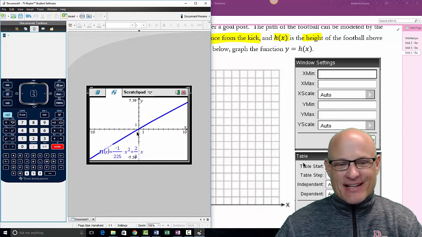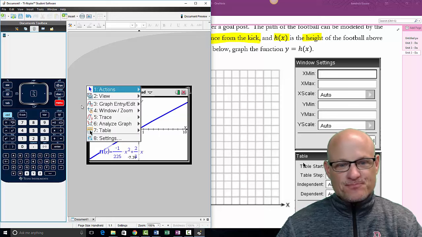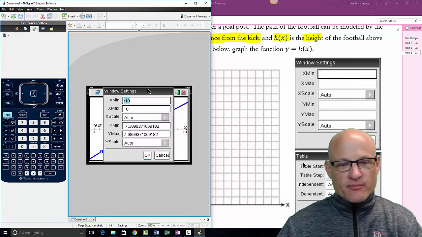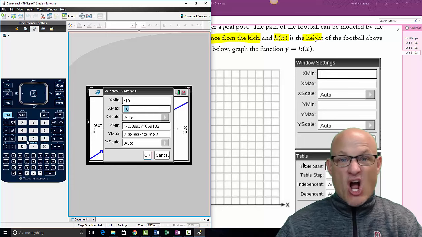Remember, the x-axis is the horizontal distance along the ground. So we're going to go into menu, and we're going to go into window or zoom, and then window settings. What would be the maximum distance? The maximum distance might be, let's say, 100 yards.